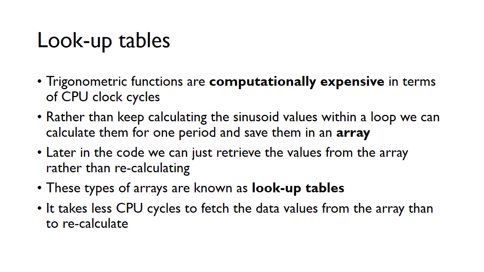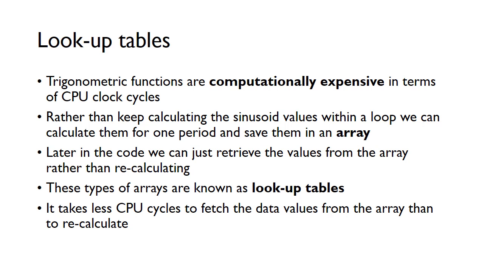There are maths libraries available in C and C++. We can calculate the value of sine using the sine function, or cos or tan or whatever. But trigonometric functions are computationally expensive in terms of CPU clock cycles. If you want to keep outputting a sine wave, you don't want to keep calculating sine or cos inside of a loop, because it takes quite a few clock cycles and can slow down your code. And because it's a periodic waveform, you actually only need to calculate these once.